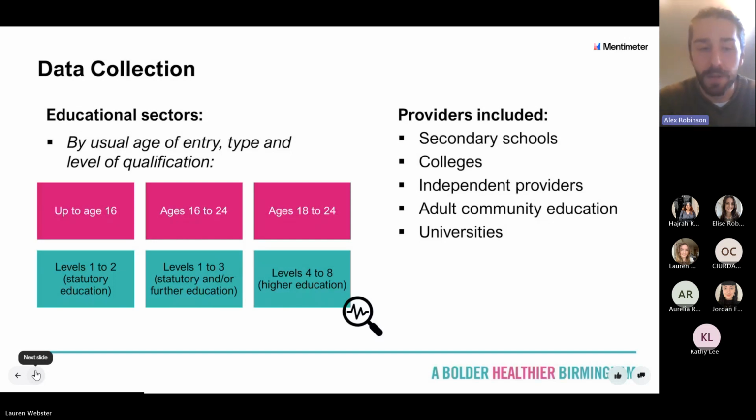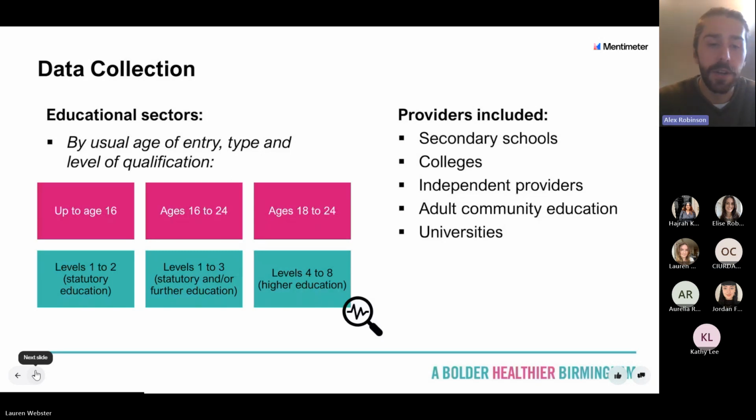This is once relevant qualifications have been acquired. So that includes things like bachelor's, master's degrees, doctorates. That's levels 4 to 8 qualifications. The providers of these qualifications include schools, colleges, different independent providers, adult community education, the third sector, and universities.